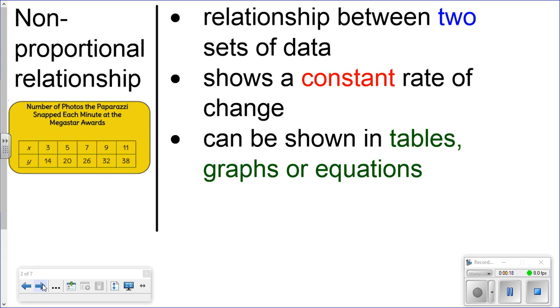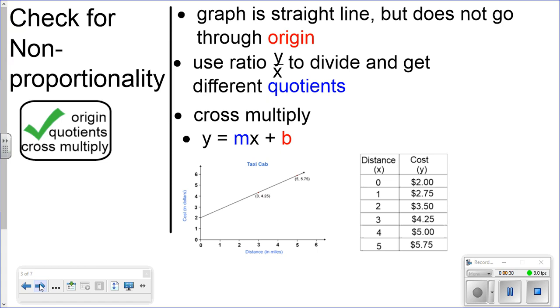So in a non-proportional relationship, again, we have two sets of data. They will show a constant rate of change, and it can be represented in tables, graphs, and equations. So to check for non-proportionality, the graph is a straight line, but it will not go through the origin. It will go through a different y-intercept. We can find the ratio of y divided by x, and if we get different quotients, it's not proportional. If we cross multiply and the results are not the same, it's non-proportional.